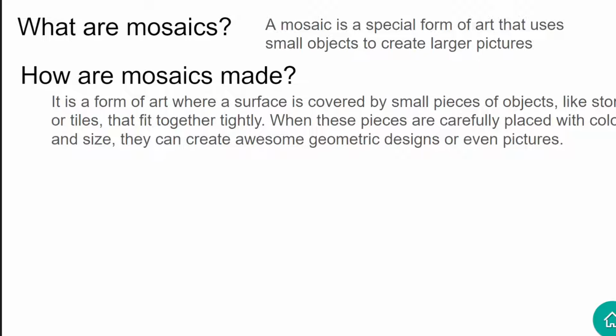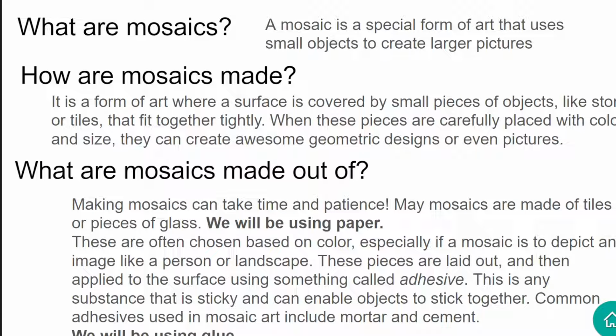So the next question we might have about mosaics is, what are mosaics made out of? So historically speaking, mosaics can be made out of tiles, glass, stones, things like that, okay? Making mosaics takes a lot of time and practice and patience. You know, when you're putting all these tiny objects together, that takes some time. So we're not going to be using glass or tiles or stone. We're going to be using paper for ours. Something a little bit more simple, a little bit less expensive, a good starting material, right?